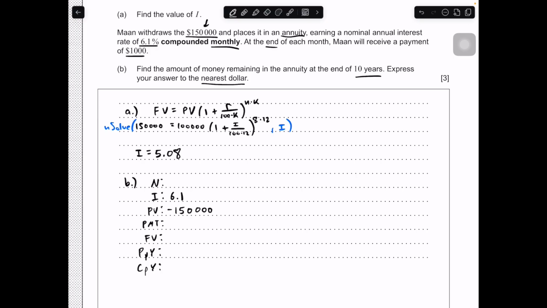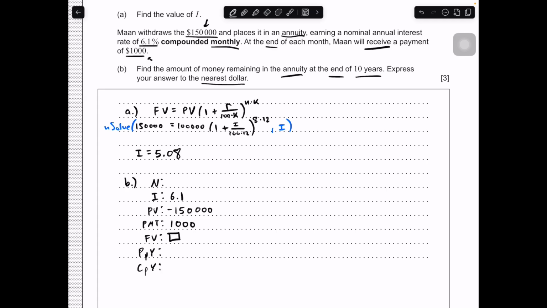The payments, however, PMT is recurring payments. So in this case, the payments of $1,000 are actually money coming towards us. She'll receive $1,000. We want to find how much will be left at the end of 10 years. So we actually want to find the final value.